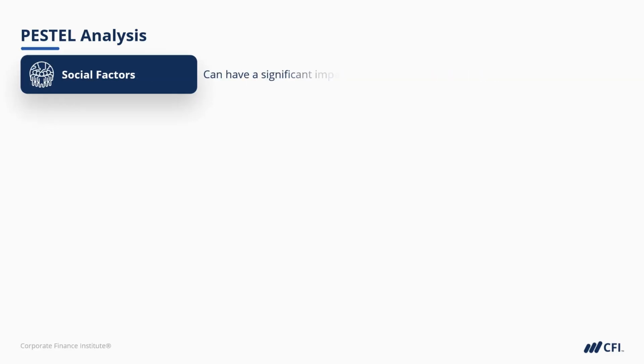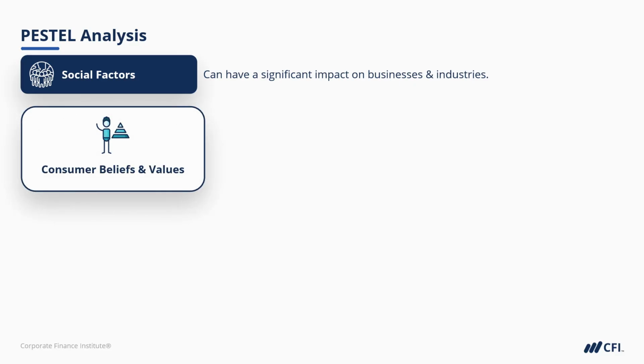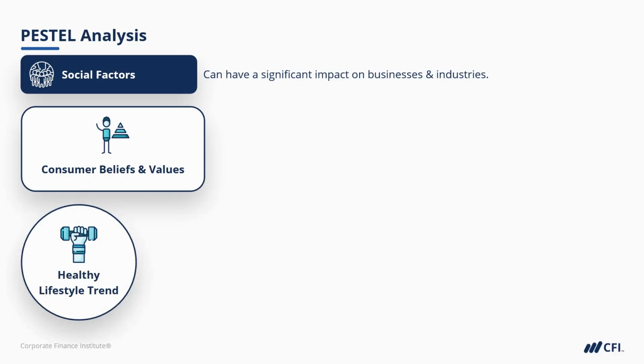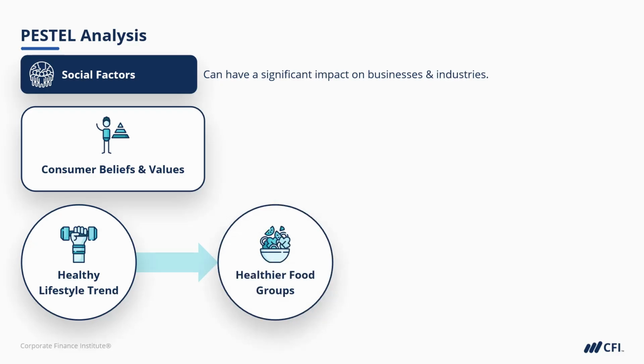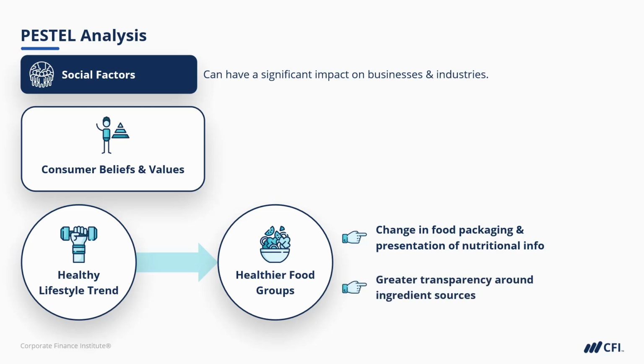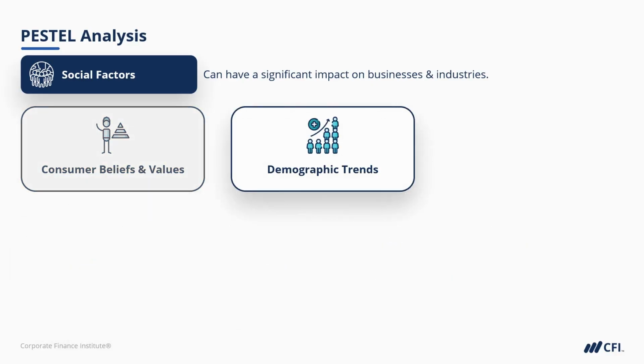Social factors can have a significant impact on business, on entire industries in fact. Consider things like consumer attitudes and values. For example, a trend towards healthier lifestyles has profoundly affected the types of foods that consumers want to eat, the nature of its packaging, and how nutritional information is presented, as well as greater transparency around where ingredients are sourced from. Demographic trends fit into this category too, and can similarly influence markets as we know them.